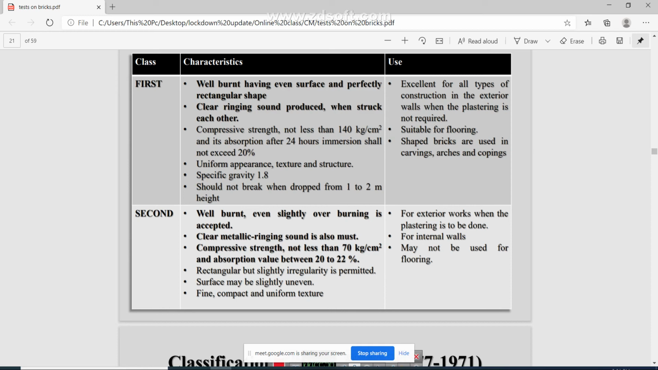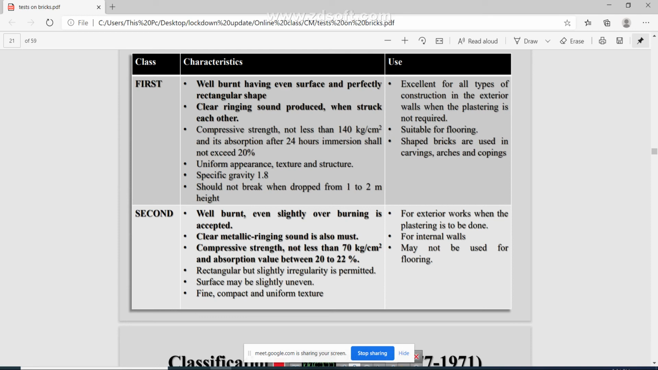Then the compressive strength value, here in second class brick, is reduced. In first class brick, I told you that the compressive strength value should be 140 kilogram per centimeter square. But here it is reduced to 70 kilogram per centimeter square. And the absorption value is also reduced. In first class brick, I told you the absorption should not be greater than 20. Here it can be 20 to 22%. Okay. It should be rectangular in shape, but a certain amount of irregularity is permitted and certain unevenness on the surface is also permitted in case of second class brick.